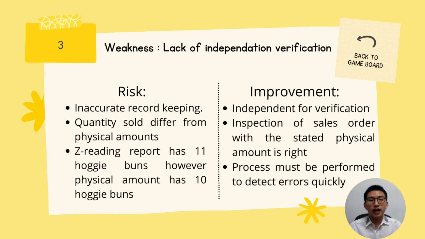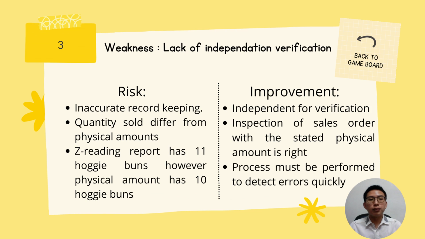According to the last weakness, which is lack of independent verification, there is a risk of inaccurate record keeping because of failure to thoroughly inspect the sales order. Based on the Z reading report, there are some days where the quantity sold was different from the physical amount. For instance, MarryBrown Machang Bubok, Bukit Mertajam stated the Z reading report has 11 hoggy buns. However, the physical amount only has 10 hoggy buns. Thus, inaccurate inventory record keeping will happen.